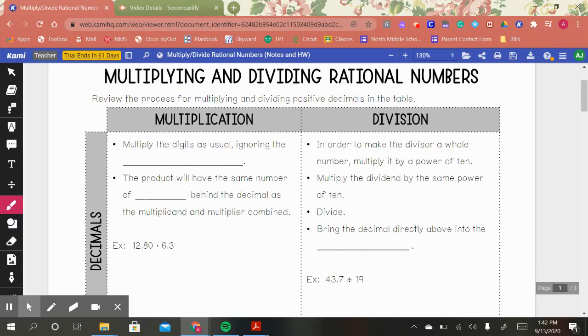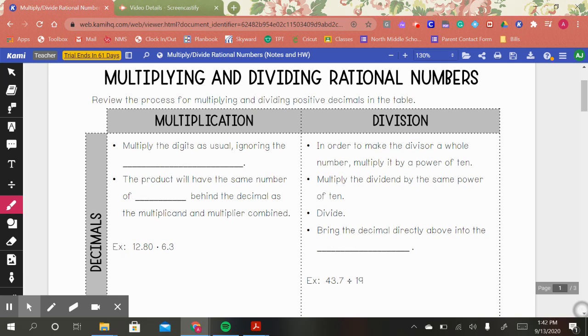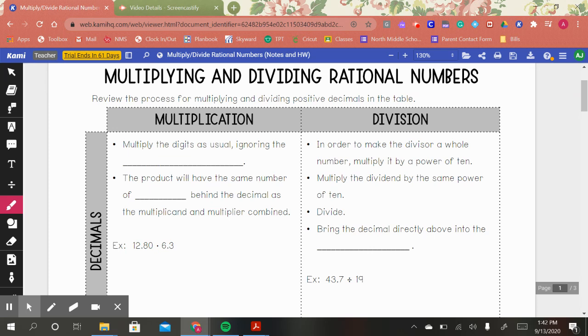Today we are working on multiplying and dividing rational numbers. So we are going to review the process for multiplying and dividing positive decimals in our table. And then those same rules are going to apply when we go to multiplying and dividing positive and negative decimals.